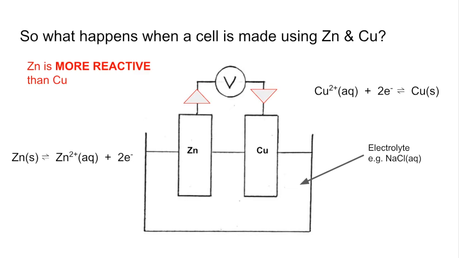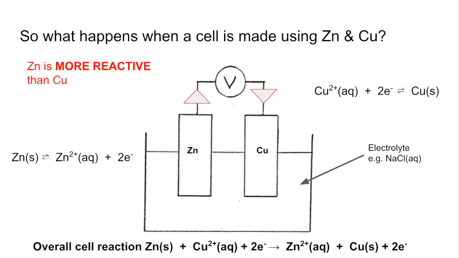So to get the overall cell reaction, all we need to do is add those two half equations together. So we get that, and you can see we've got the same number of electrons left and right of the arrow, so they're going to cancel out, and they're going to leave us with that. And hopefully you can see that that's a redox reaction because the zinc has been oxidized, it's losing electrons, and the copper 2+ has been reduced, it's gaining electrons.